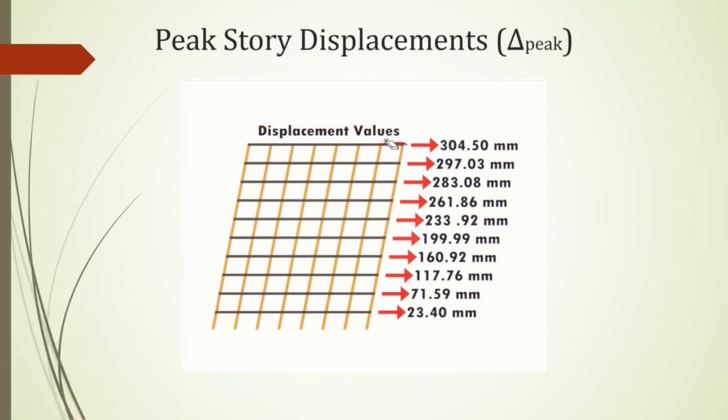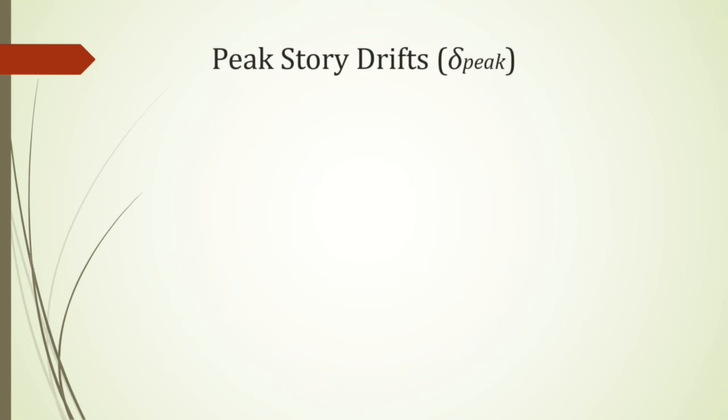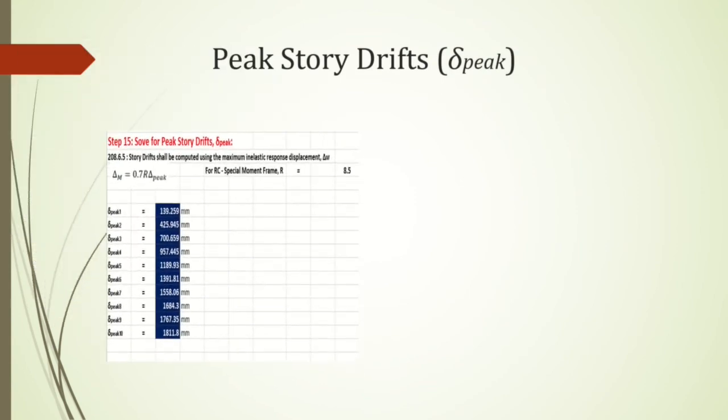So, erase na po natin para malinis. Next, peak story drift. Ngayon po, sa pagkuha natin sa peak story drift, we have this in the code, 206.6.5: story drift should be computed using the maximum inelastic response displacement, delta M. Yung delta M po is equal to 0.7 R times delta peak. Now, nakasaad din po doon sa table na in special moment frame, R is equal to 8.5.